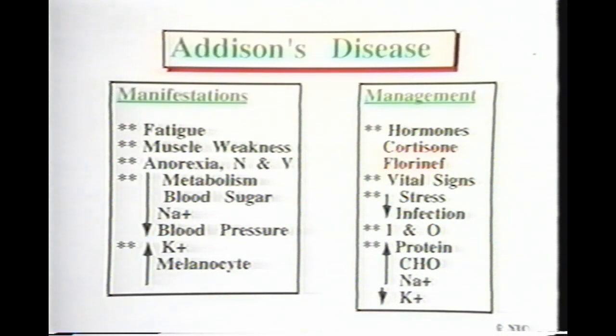If we think about the nursing care of a patient who has Addison's disease, we want to think about some of the additional symptoms that we see and some of the care we need to give. We said they're fatigued, they have muscle weakness, a low metabolism, low blood sugar, low sodium, hypotension. The potassium is high. Now that puts them at high risk for cardiac arrest, cardiac dysrhythmias.